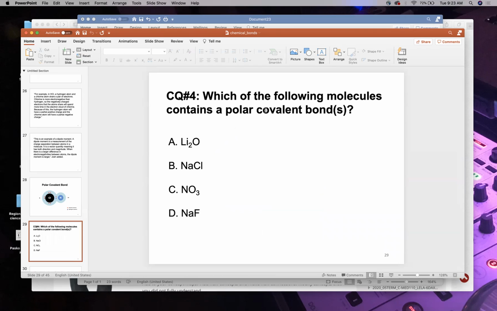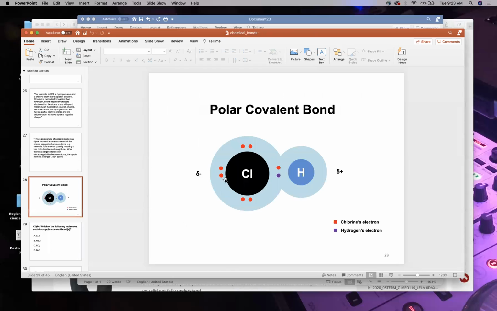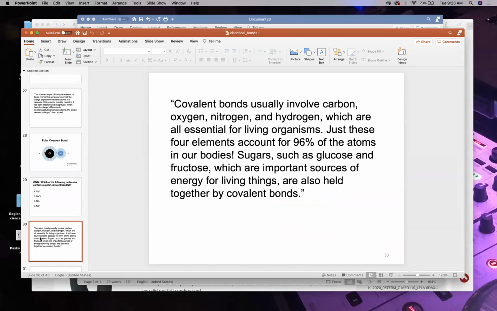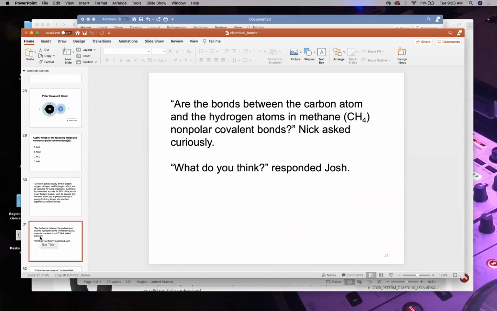All right, and we could see here which of the following molecules is polar covalent. We already know sodium chloride is out because that's ionic. NaF kind of looks like NaCl, so that's also ionic, so I can eliminate B and D. So now you have to decide, is it C or A? You could look up the chemical structure, and if you see partial negative, partial positive, then it is polar covalent.